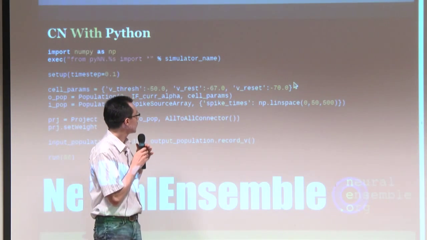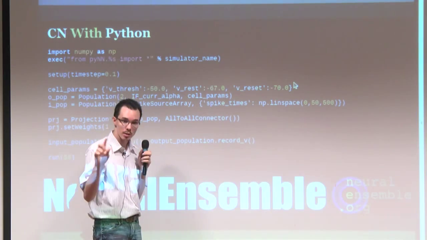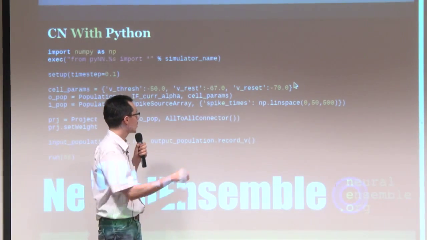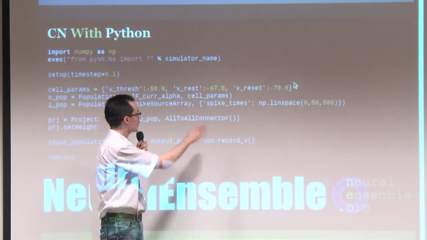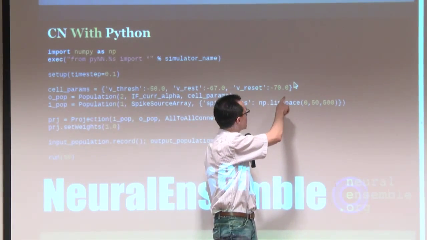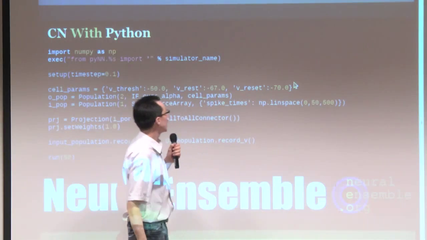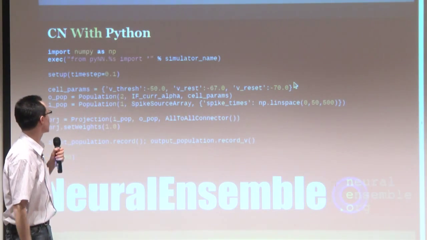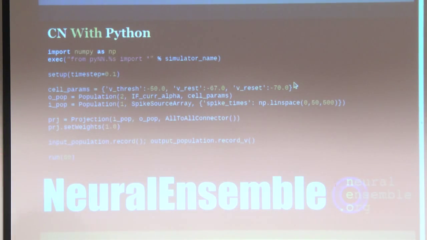The difference of potential between the inside of the cell and the outside of the cell. So at rest, I change it from the default to minus 67, and at reset, so it's after an action potential, I say it comes back to minus 70. That's just a random example of some things that we can do through Pine.